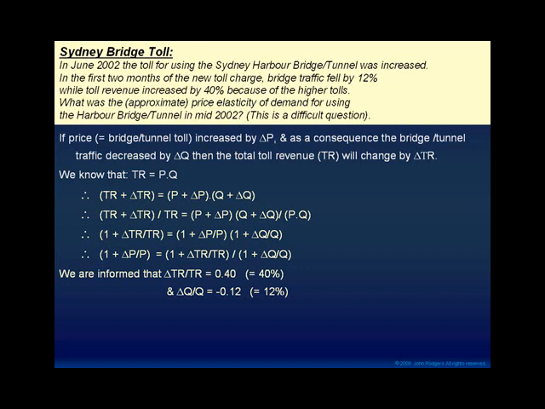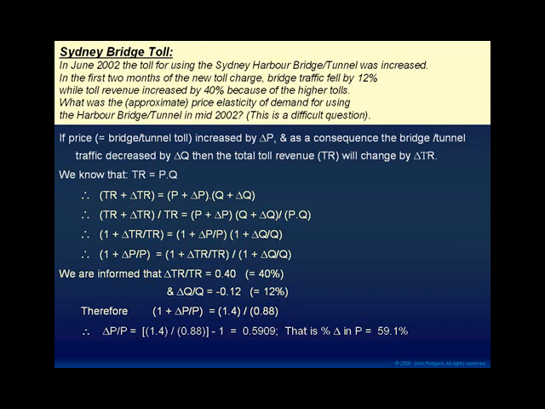The proportional changes are simply percentages written as decimals. We're informed that the proportional change in total revenue is equal to 0.4, that is 40%, and the proportional change in quantity was a negative 0.12, which is 12% when you express it as a percentage. Therefore, putting those into our equation, 1 plus the proportional change in price is equal to 1.4, because it was a positive change in total revenue, divided by 0.88. That's because the change in quantity was negative.